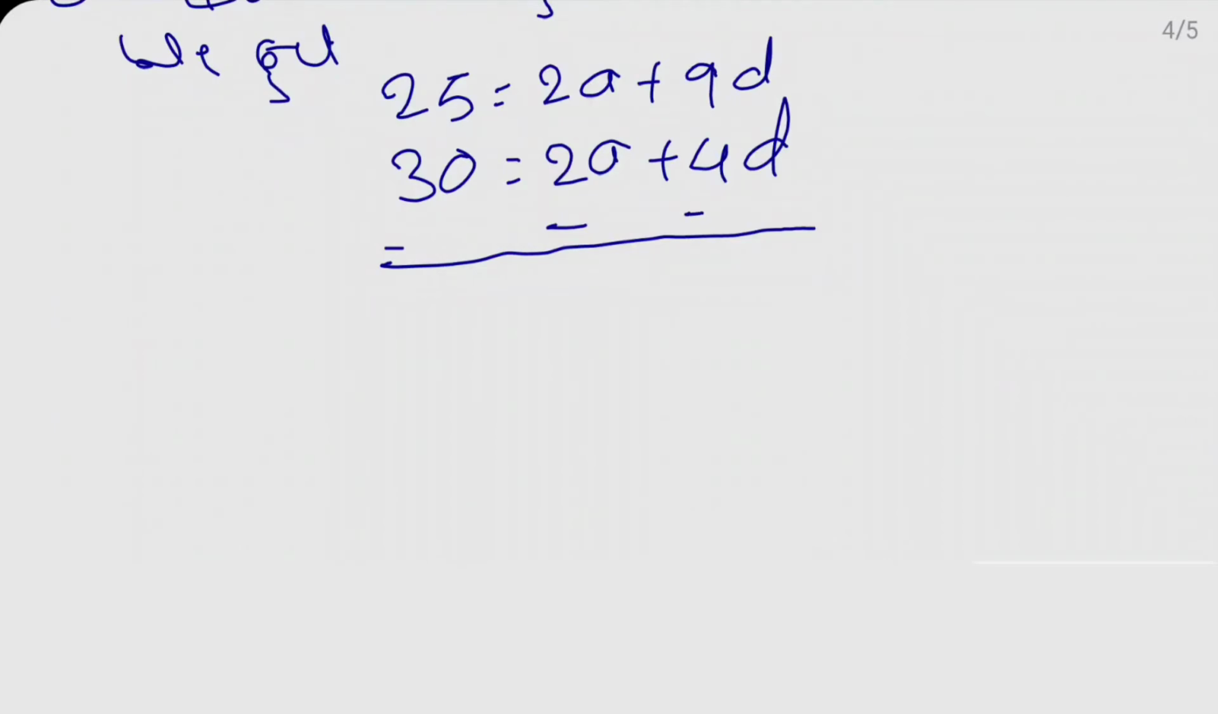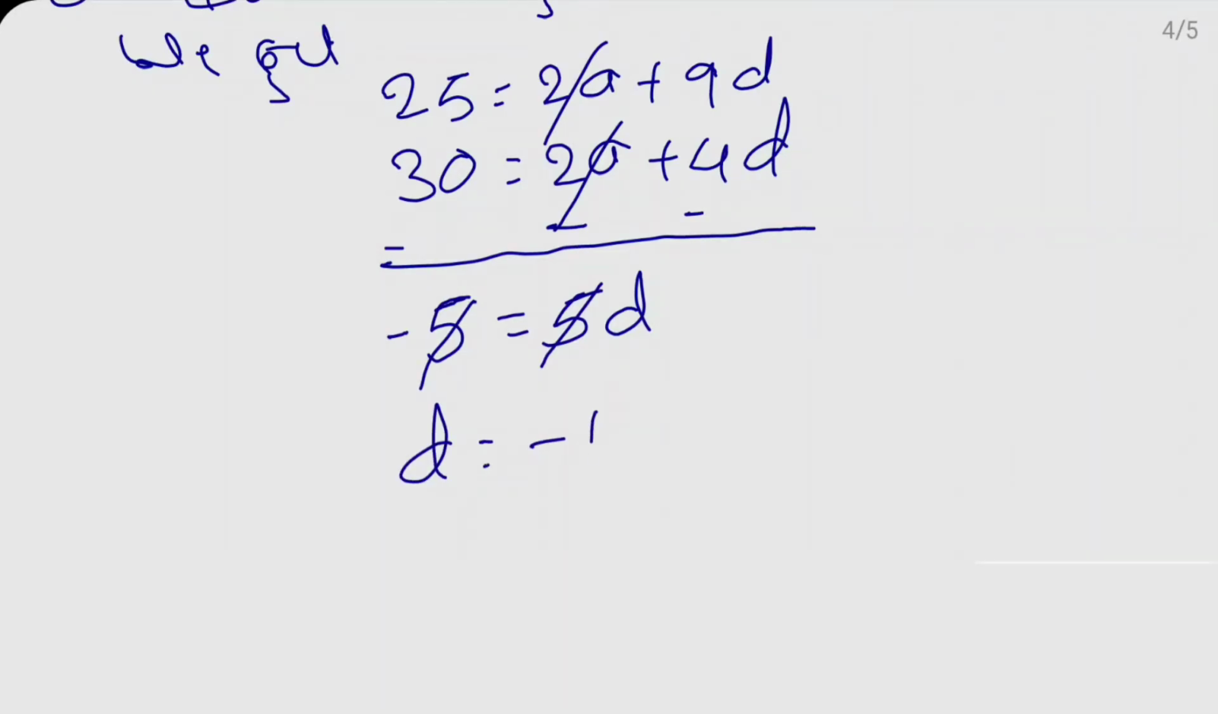So opposite symbol, 25 minus 30 is minus 5, and this equals plus 2a. The 2a cancels, and 9d minus 4d is 5d. So on both sides 5 gets cancelled. So here d is minus 1. So we got d, that is minus 1.